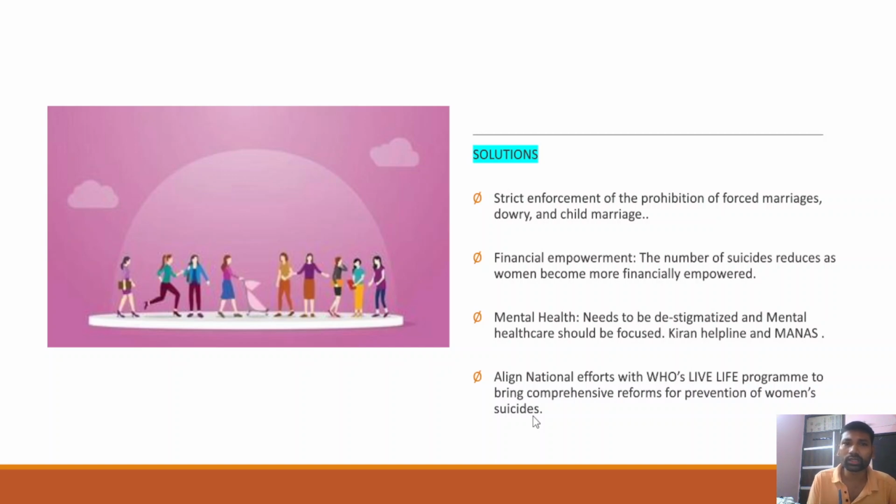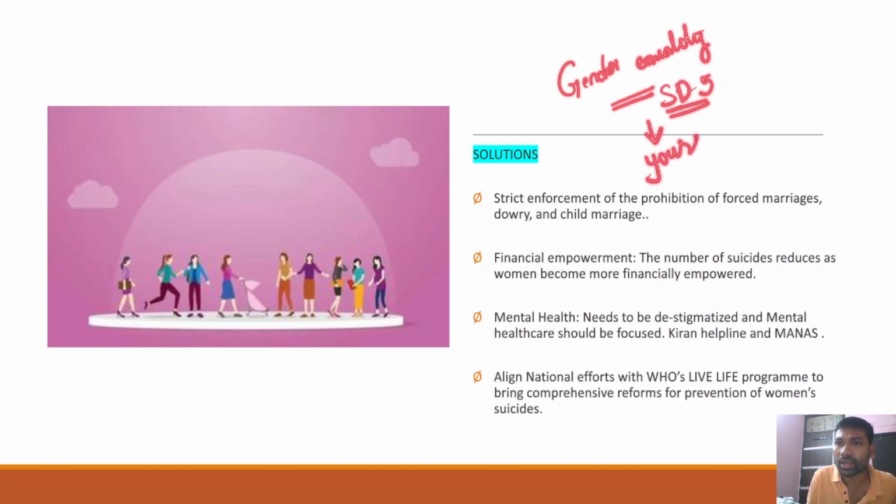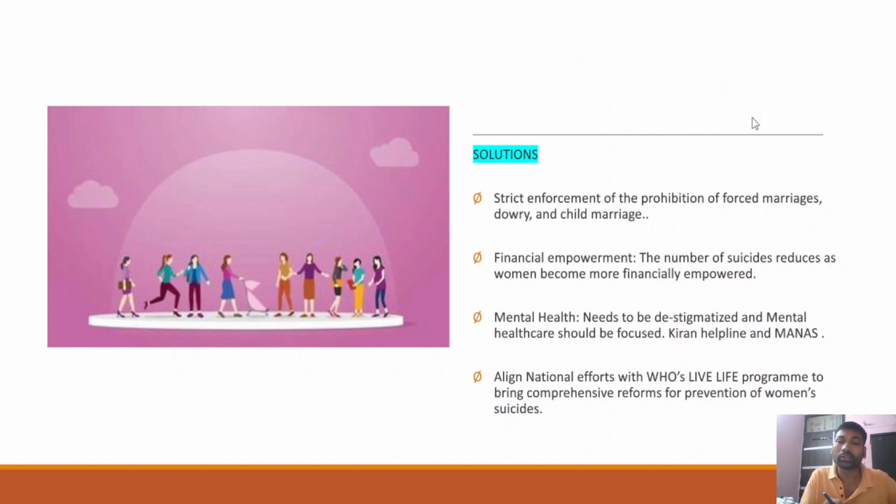And in conclusion, you have to mention gender equality, and you should link it with Sustainable Development Goal number 5. You should also be optimistic about India's efforts in reducing the number of suicides among young women. So this is the best conclusion for this question, and this is how you need to approach this question.